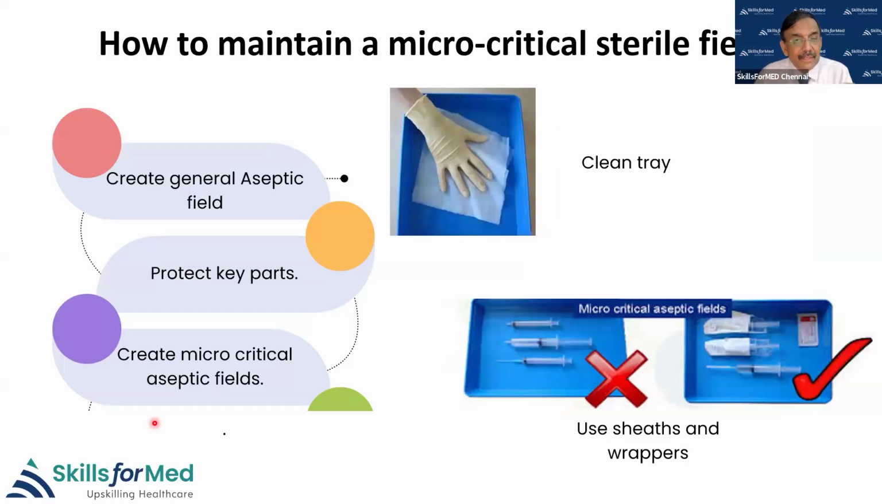So how do you maintain the micro critical sterile field? I already told you. First, you need to create a general aseptic field by cleaning the tray with an alcohol swab, so that you have created the general aseptic field. Then you need to protect the key parts. You can't place them like this. As I told you, you need to place them either in the wrapper or at least with the sheath on the needle. And the alcohol swab, you can tear it, but it should still be within the packet, because the inside of the wrapper is sterile.